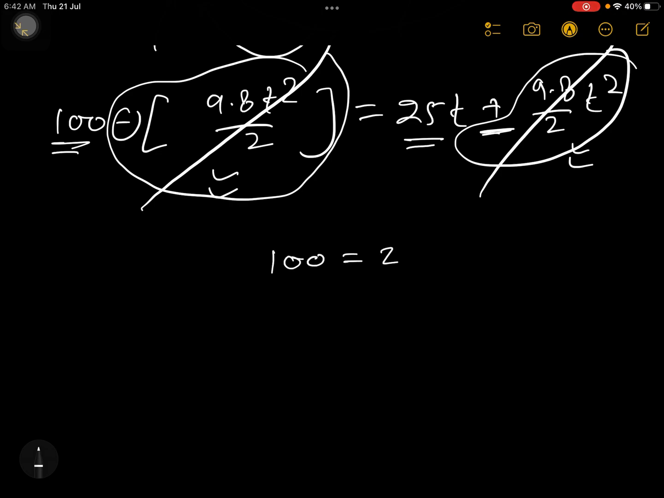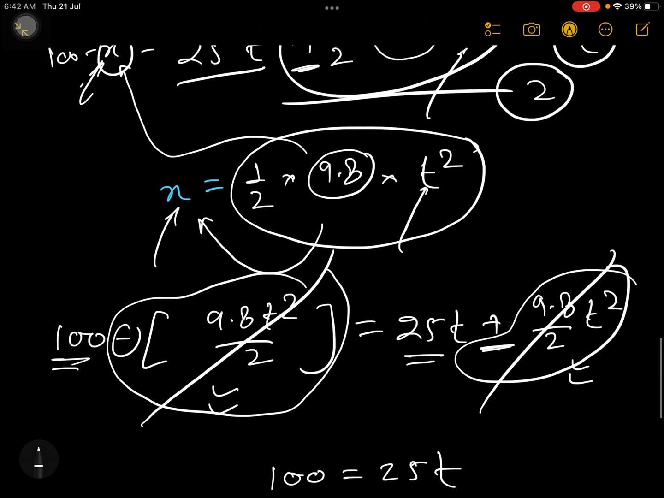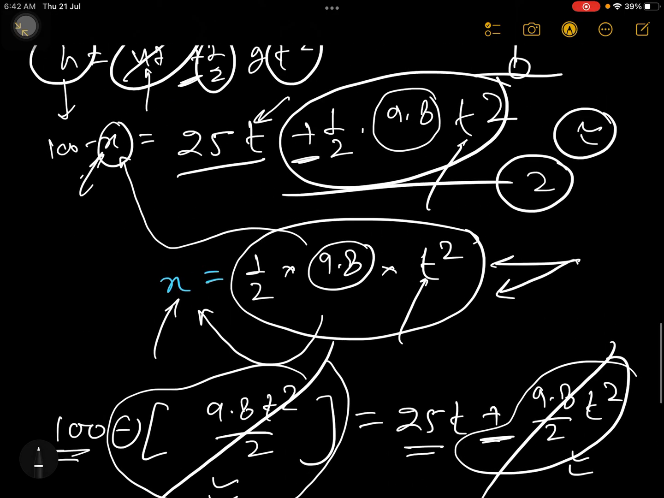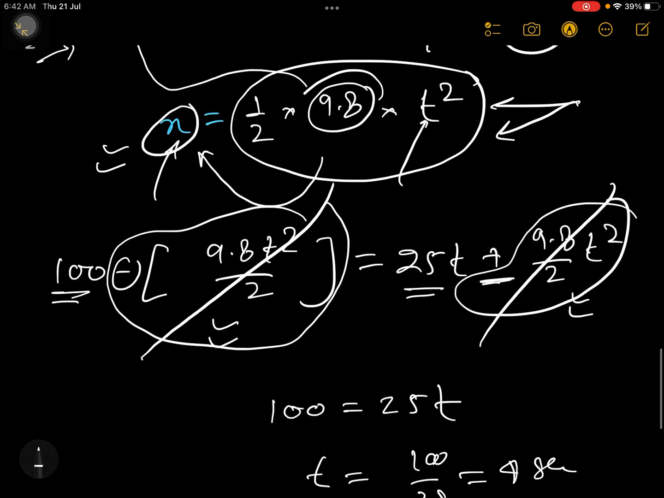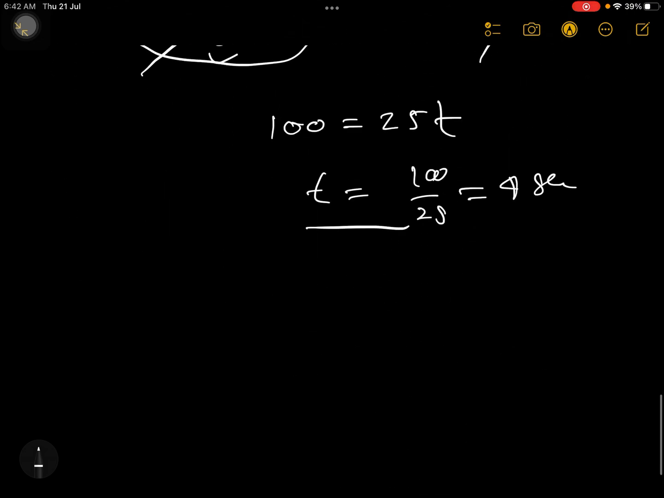So 100 is equal to 25t. So t I got as 100 by 25, which is 4 seconds. Okay, this t is clear. Other than that, is there any other thing we have to find out? Yes, we have to find the x value. So your first equation is the smaller equation. You can choose the second equation also, but in the second equation you have t here and t here, so why make it lengthy? So just put x as 9.8 t square by 2 and you can find your x.